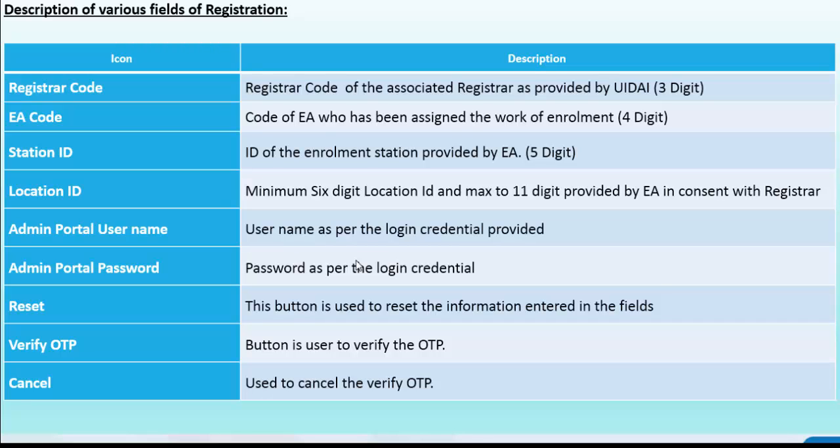This username and password you have to get from your EA, then you can give the same details in the username and password fields. Then you can go for registration. The reset button given in the registration screen is for resetting the information which is all typed in the registration screen.